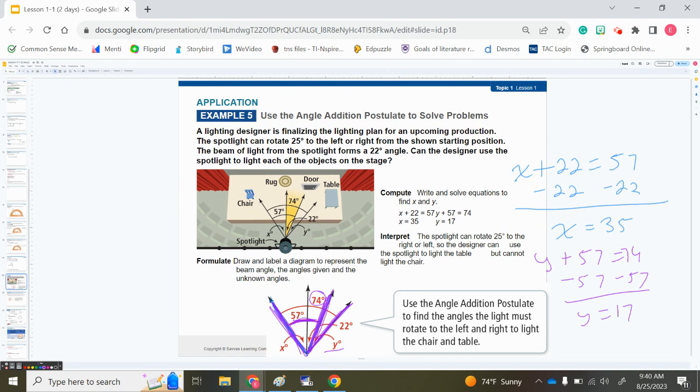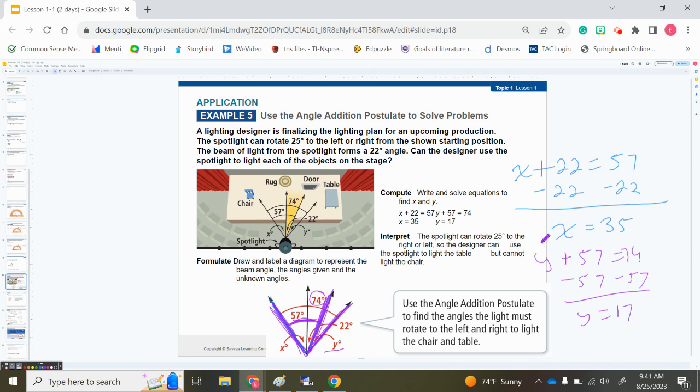Now, in order for this spotlight to hit, these degree measures need to be less than 25, because the 25 is the max rotation. So what's not going to be lit here? The chair, the door, the rug, or the table? The chair won't be lit, because it can't go that far. This has to be less than 25 degrees. This will light, that won't be a problem. Questions so far? Ready for the next one?